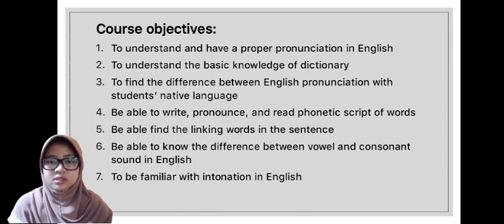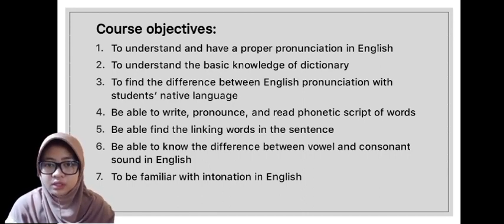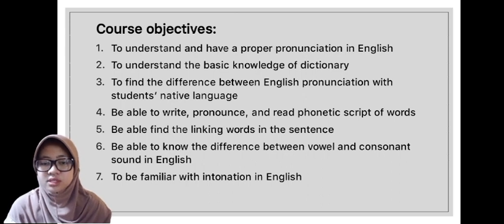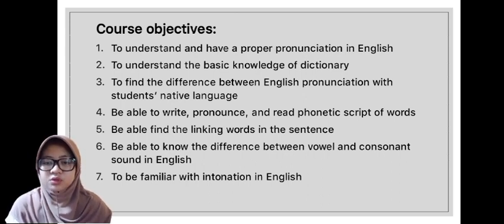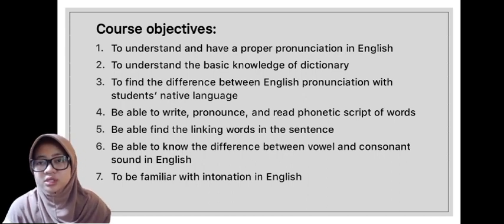And then the next one is the course objectives. I give 7 course objectives here. The first one is to understand and have proper pronunciation in English, to understand the basic knowledge of dictionary, to find the difference between English pronunciation and students' native language, to be able to write, pronounce, and read phonetic script of words, to be able to find the linking words in a sentence, to know the difference between vowel and consonant sounds in English, and the last one is to be familiar with intonation in English.